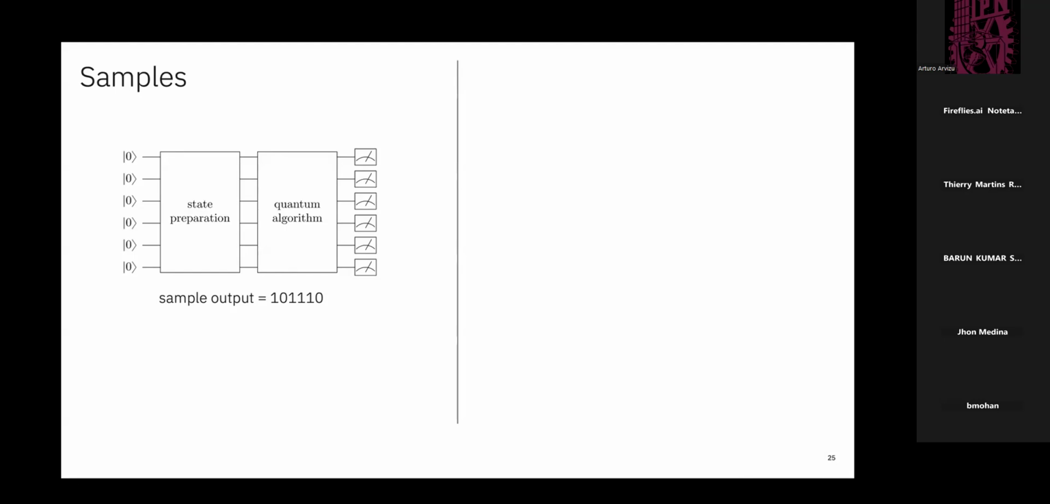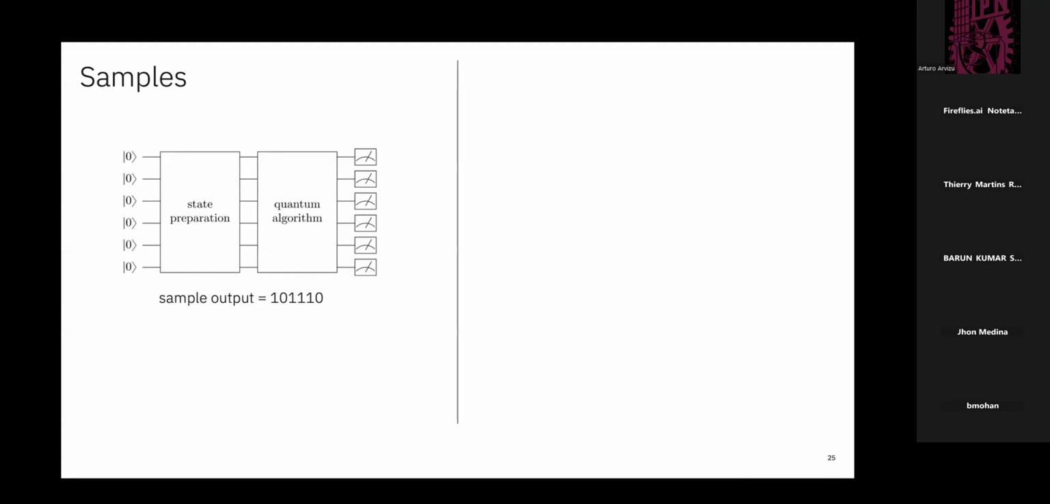If I were to execute this algorithm I showed you right here one time, I could get some sample output. One of those outputs might be measuring the first qubit in a one, the second qubit in a zero, the next three qubits in a one, and the last qubit in a zero. That is one experiment. We usually call it one shot. It is one data point that we get out, because I can only get classical information out of my quantum computer.